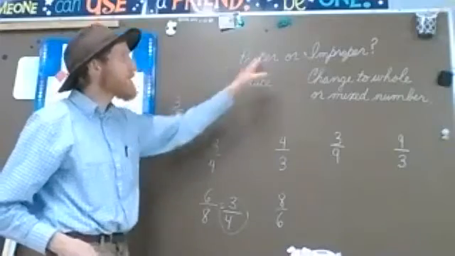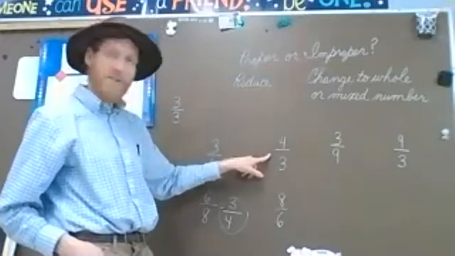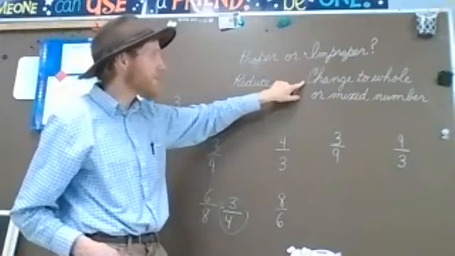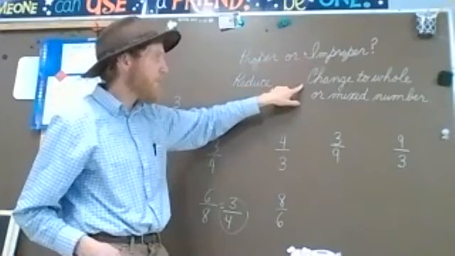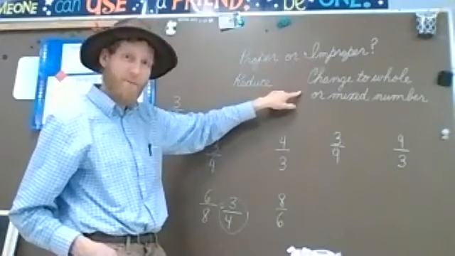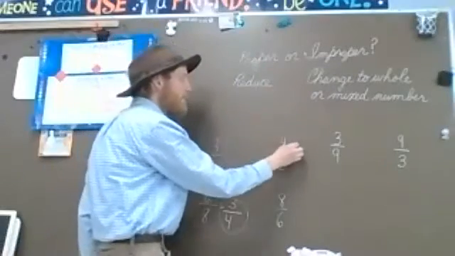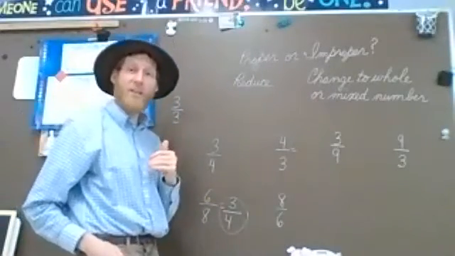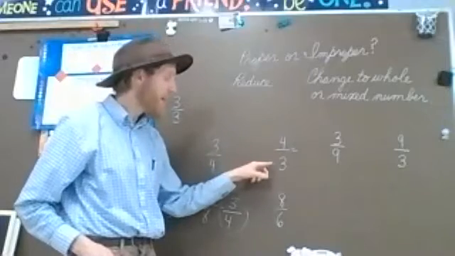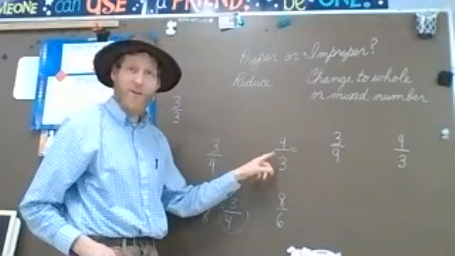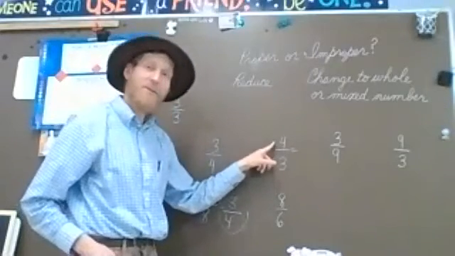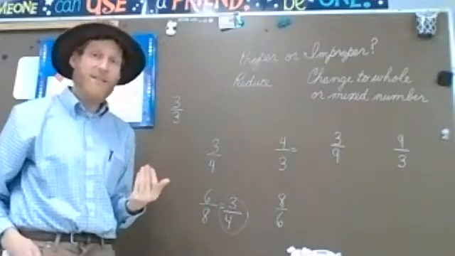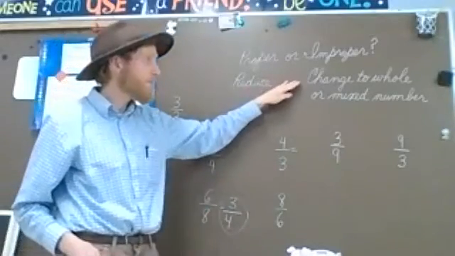But what if it's improper? Like this one. If it's improper, then we're going to do this. Change to whole or mixed number. So that's something completely different. That's not reducing, it's changing to a whole or mixed number. We do that by dividing the denominator into the numerator. If it can go evenly, we say we're changing it to a whole number.